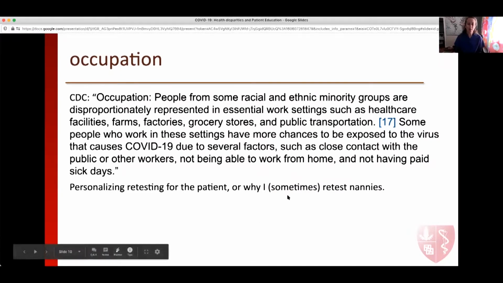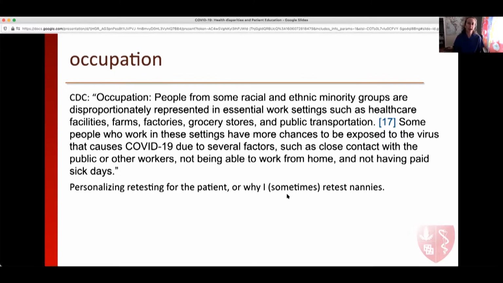I call this why I sometimes retest nannies. It is important to know what occupations our patients have and how that specifically impacts them in regards to their COVID-19. In general, we do not encourage retesting for COVID to see if someone's cleared the infection. If you've tested positive, we follow the Santa Clara County Public Health Guidelines, which is that if you're generally healthy, we consider you not contagious if it's been 10 days since your symptom onset and at least 3 days since your last fever. I've had many patients coming to me saying, "Doctor, I need a test again so I can go back to work."